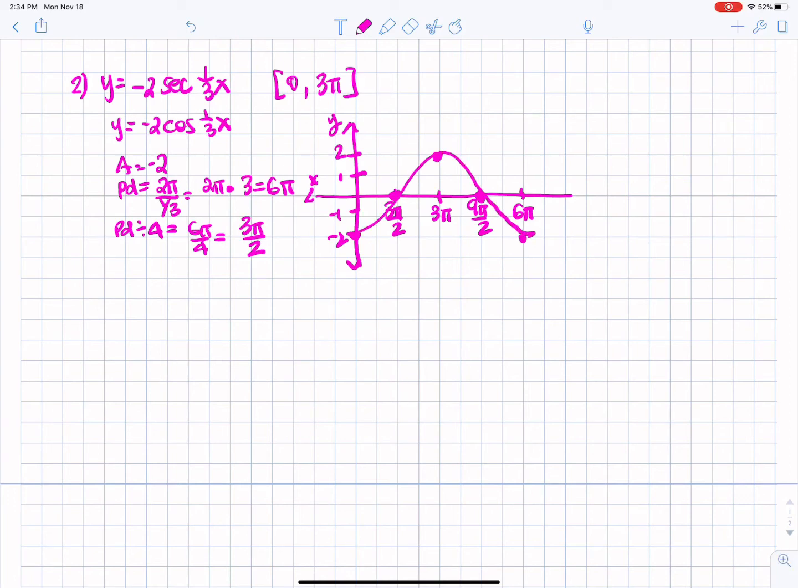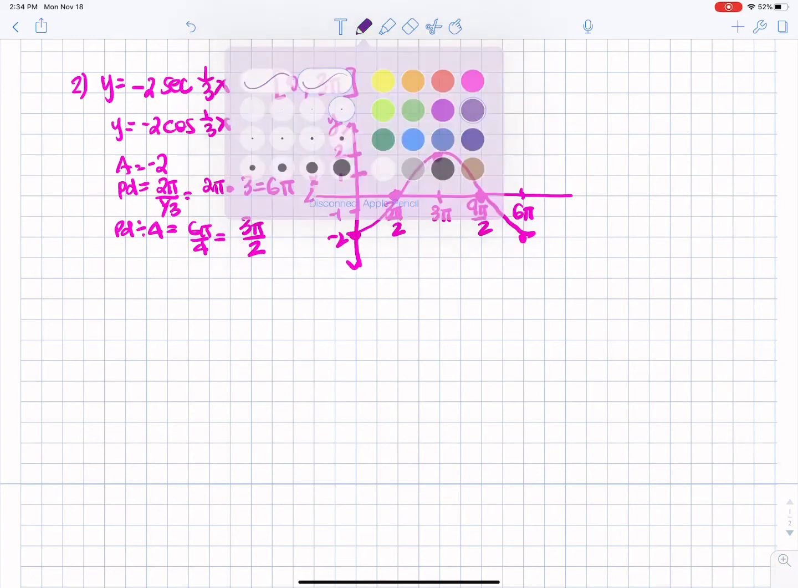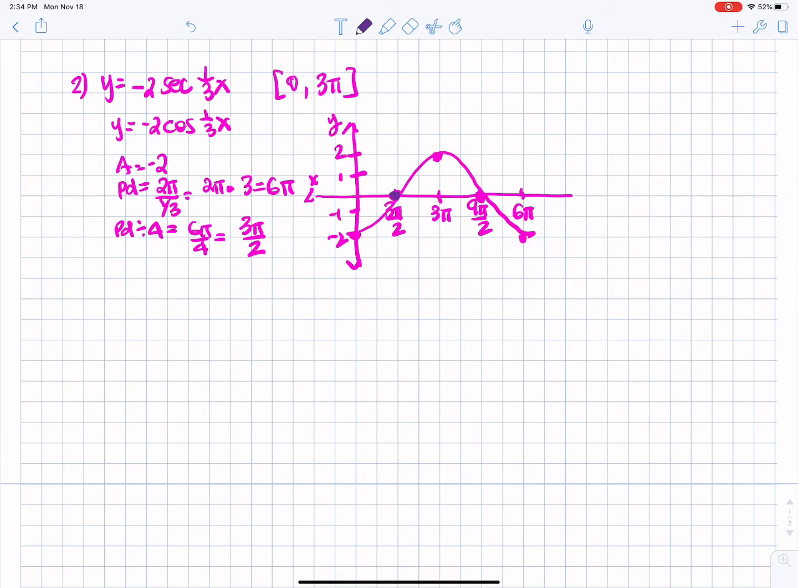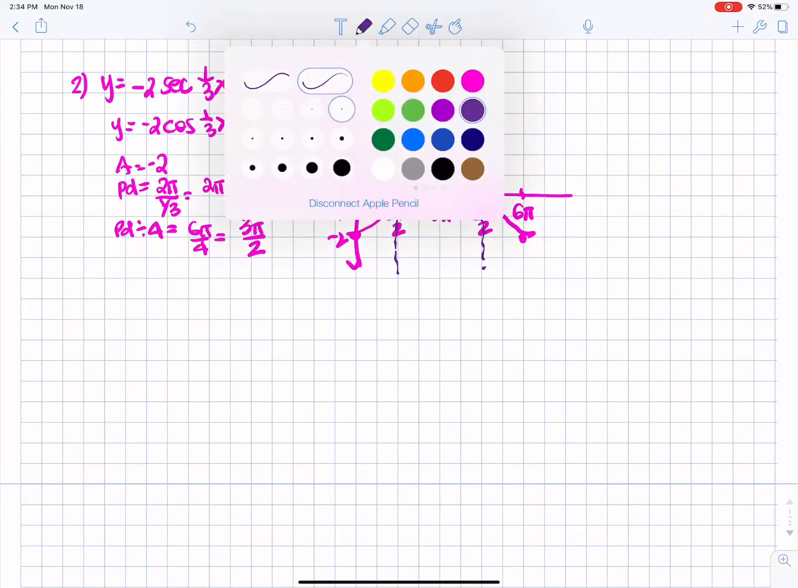Okay, where are your asymptotes? Your asymptotes are where the zeros are at. You have a 0 here and here at 3 pi over 2 and 9 pi over 2. So we're going to draw a dashed line over it. And now we're going to graph the reciprocal.